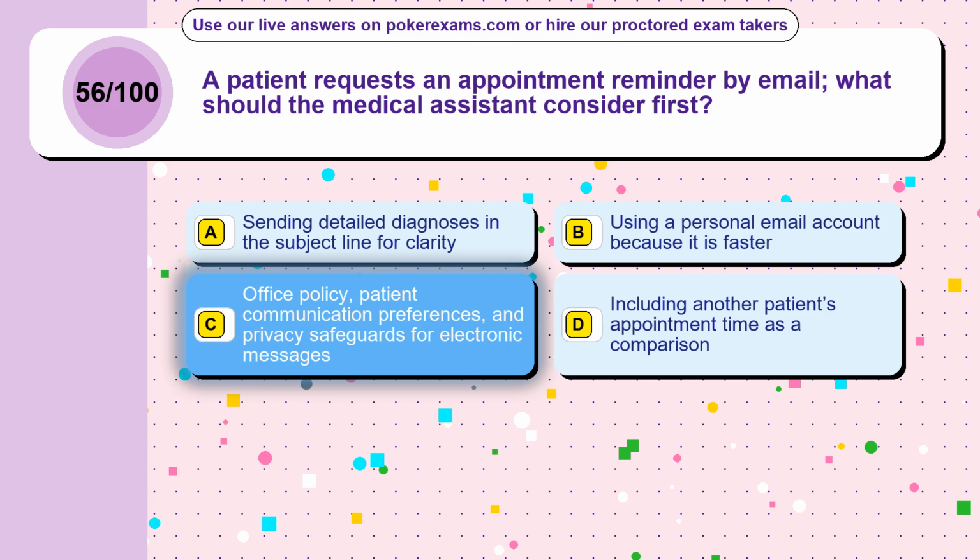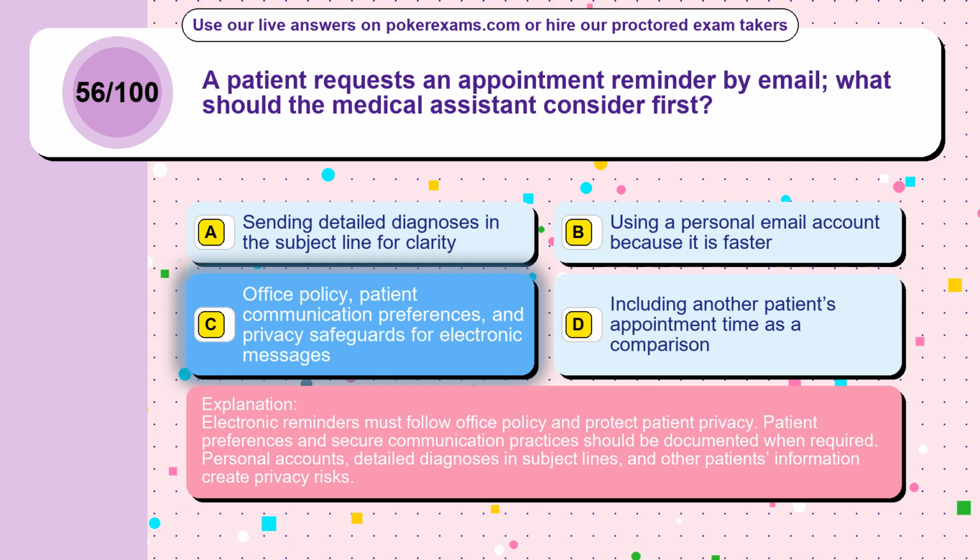Office policy, patient communication preferences, and privacy safeguards for electronic messages. Electronic reminders must follow office policy and protect patient privacy. Patient preferences and secure communication practices should be documented when required. Personal accounts, detailed diagnoses in subject lines, and other patients' information create privacy risks.